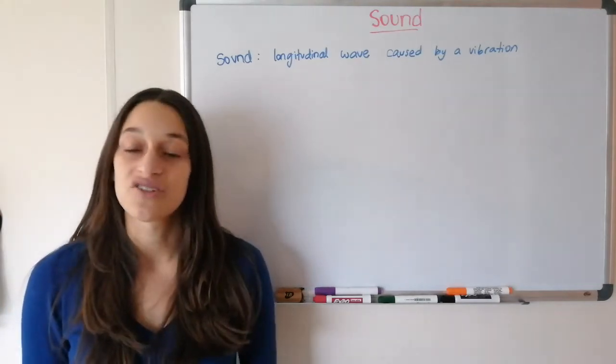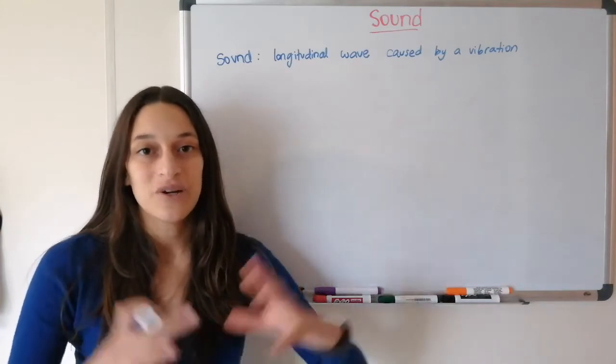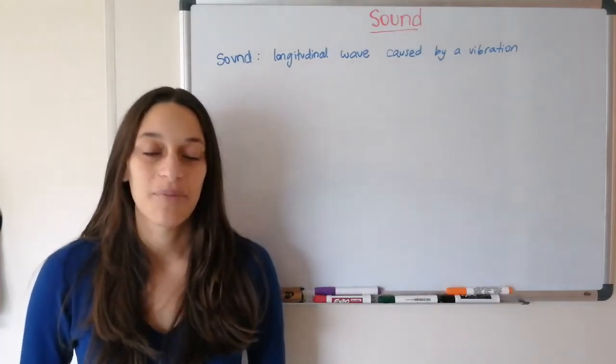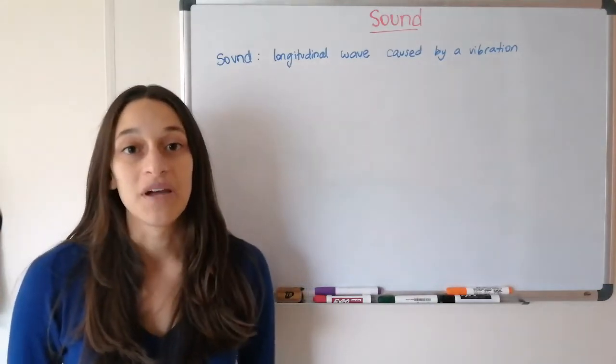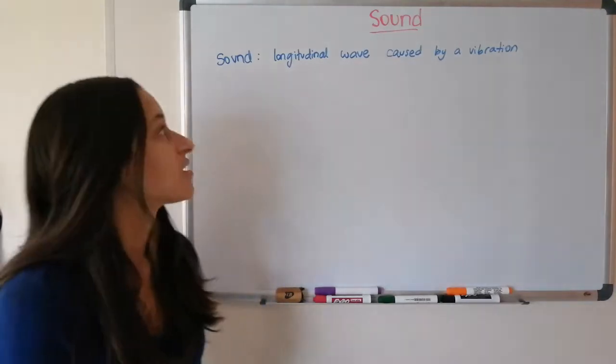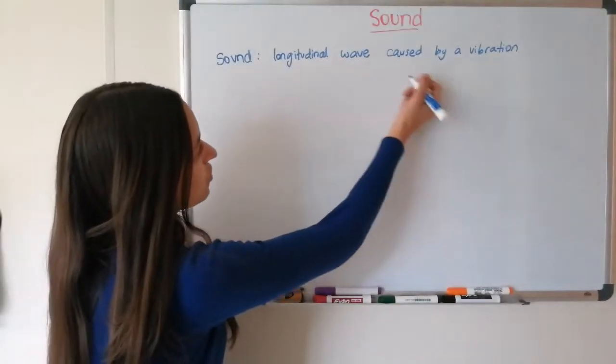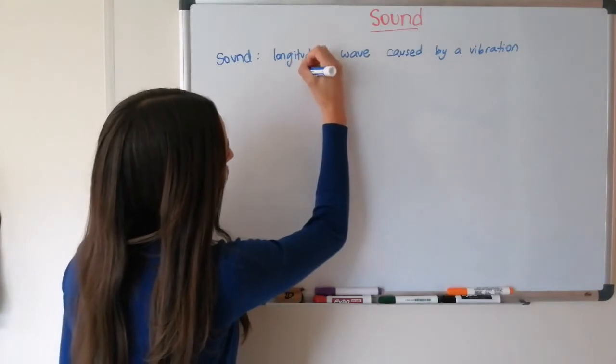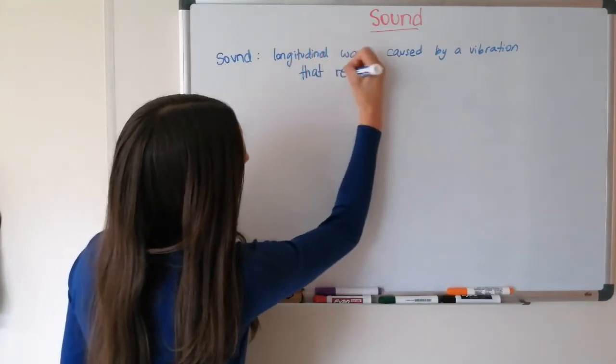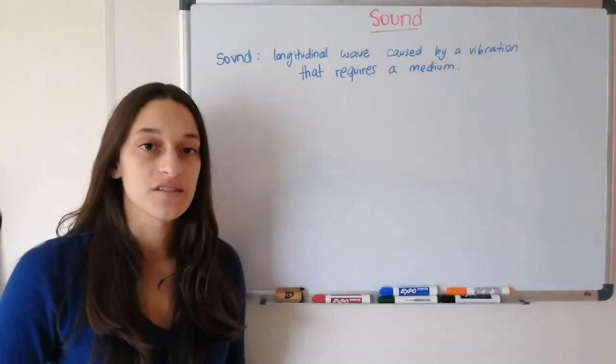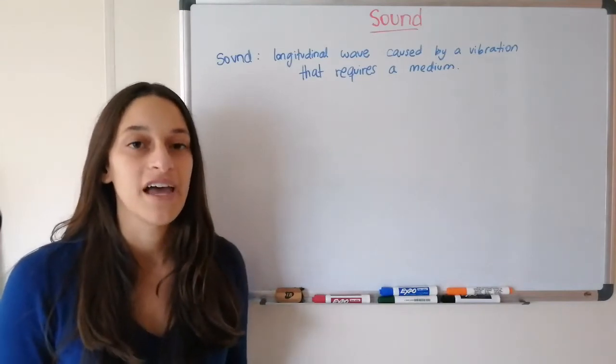That's why we don't hear the sun, even though it has very powerful explosions happening on its surface every second. So sound is a longitudinal wave caused by a vibration that requires a medium. So let's start looking at the characteristics of waves that sound has to have as well.